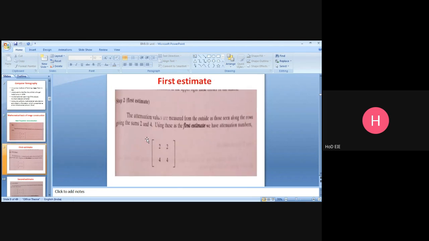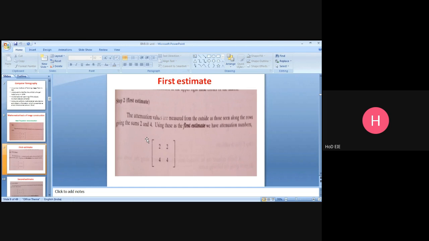Then your second step, we'll move on to your calculation of your first estimate. Here, usually you're measuring these attenuation values from outside, which you're seeing along the rows as well as the columns. Here we are calculating in such a way that you take the sum, that is the 2 plus 2, which is 4.